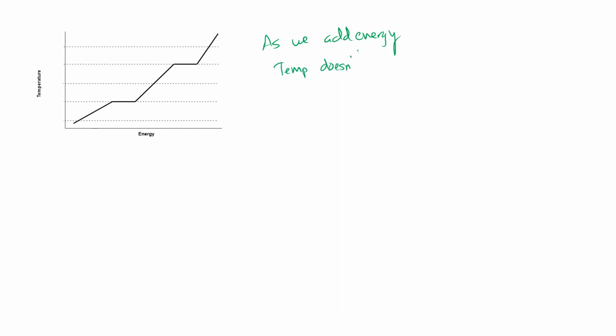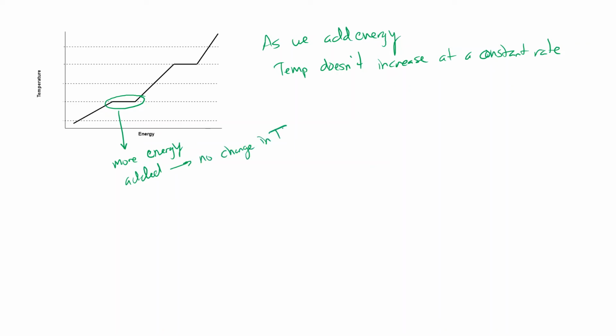Temperature doesn't increase at a constant rate. Right? And so what's happening here where we're putting in more energy, added, no change in temperature. Right? So what's going on there? And what's happening there is this is where our solid is becoming a liquid. This is a phase change. In this case, solid to liquid. But you can see another one in this graph right here would be liquid to gas. Right? So this is also a phase change there.